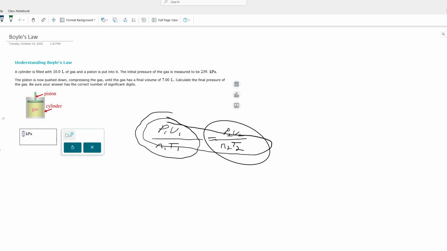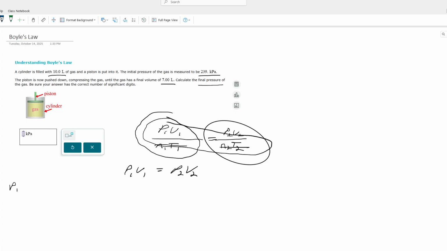For example, here I have a cylinder is filled with 10 liters of gas, and we have a piston on it. And here's an initial pressure. Okay, so we have volume and pressure, and the piston is now pushed, which is going to change the volume, compressing the gas until the gas has a final volume of 7 liters. Let's calculate the pressure. Okay, we're going to assume the number of moles are the same and the temperature is the same. Okay, so I can cross those out on either side, leaving me P1 V1 equals P2 V2, which is Boyle's law.